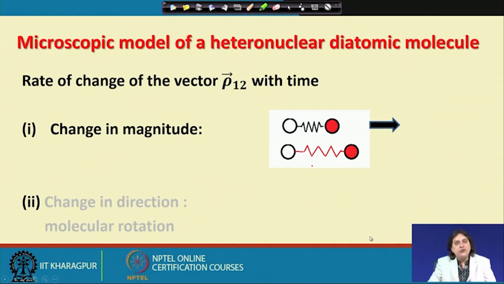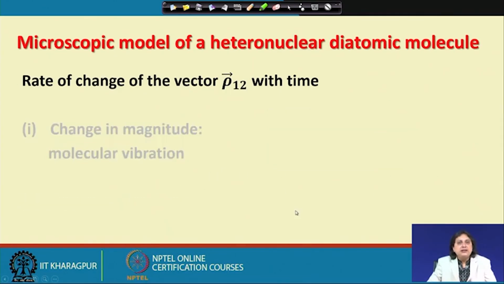Therefore, I understand that the rate of change of the vector rho 12 with time can happen when the bond is executing a vibrational motion, so that the two atoms are as if they are connected by a spring, and this spring is either expanding or contracting, giving rise to some kind of vibrational motion. Now, after this representation of molecular vibration, let us consider the change in direction of this separation vector rho 12.